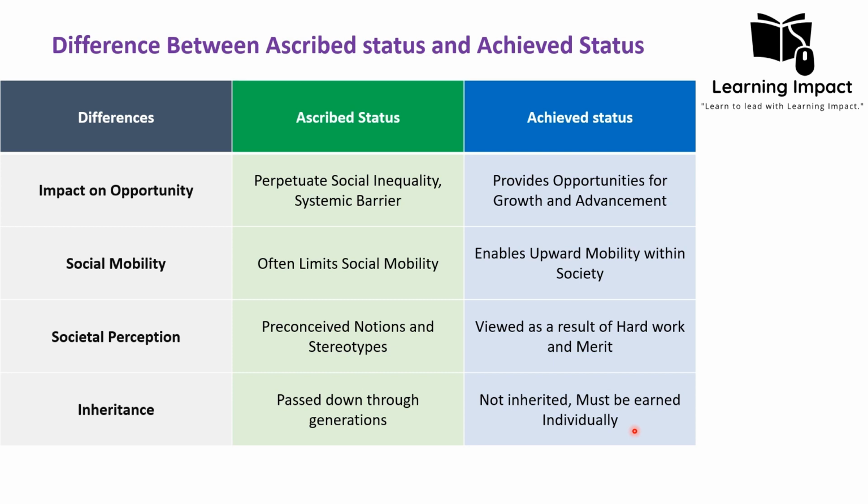But yes, if he is born in an upper family or an educated family, it can give him an edge over those who are born in a poor or uneducated family. So in that case, we can say that ascribed status of an individual depends on birth, but achieved status an individual must earn.